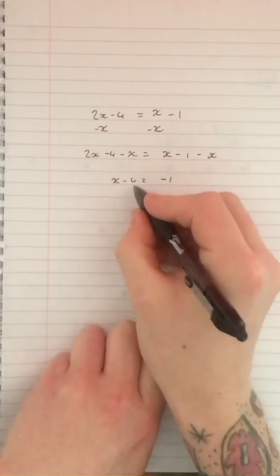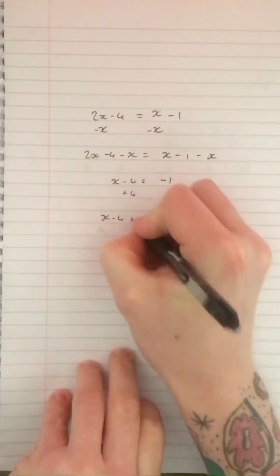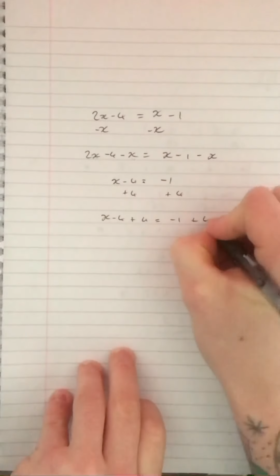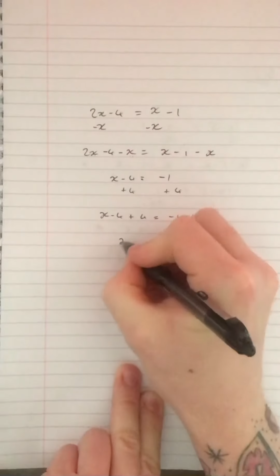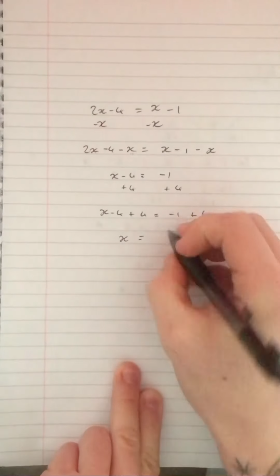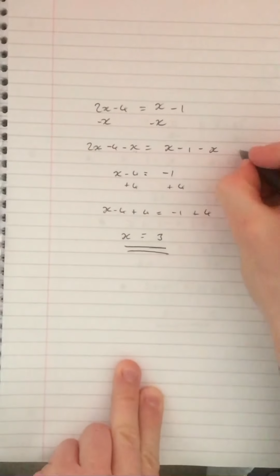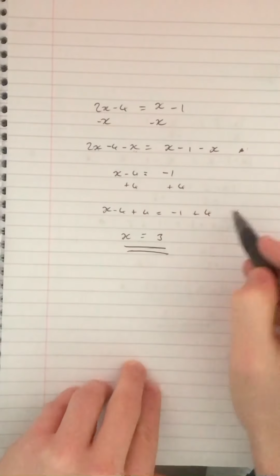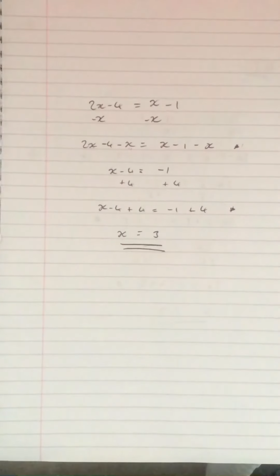We need to get the x on its own, so we're going to add 4 to both sides of the equation. Subtract 4, then add 4, they cancel, leaving us with just x. Negative 1 add 4 is 3, so x is equal to 3. And again, these lines of work in here are not necessary, but keep doing them if you're building confidence. Okay guys?